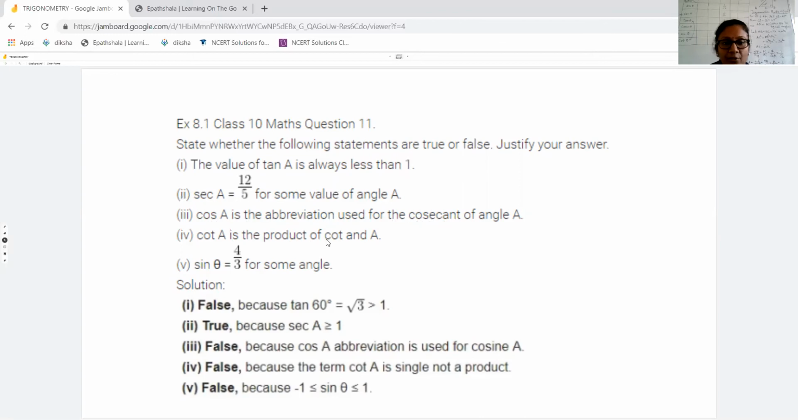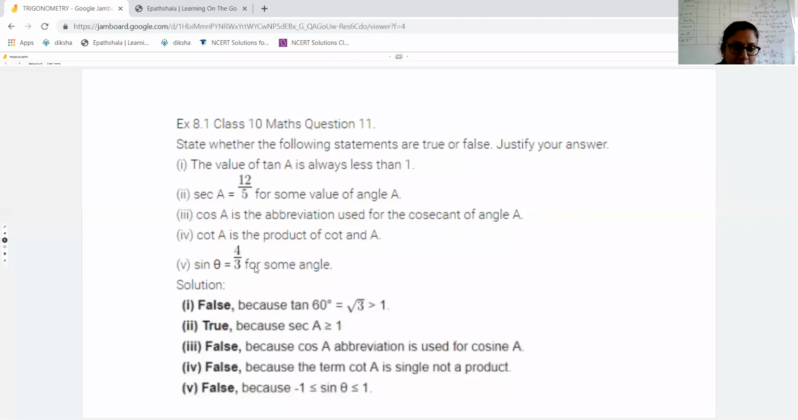Cot A is the product of cot and A. Can I say that? False. No, it is just an abbreviation. It is telling the trigonometric ratio for that angle A, the cot of angle A. That means the trigonometric ratio of cot for that angle A. It is not cot multiplied by A. So that is a false.